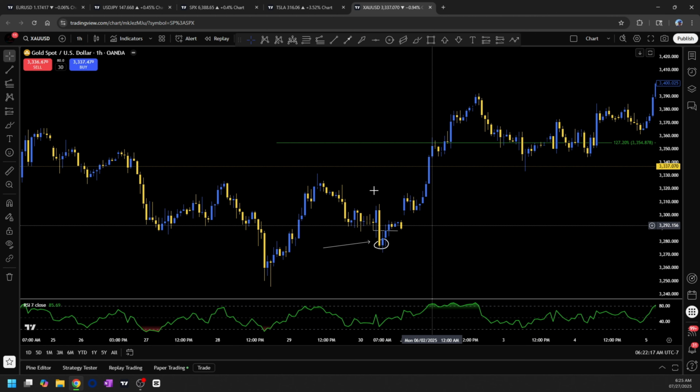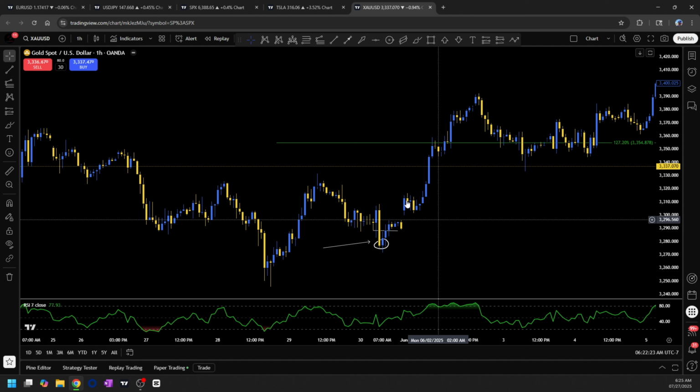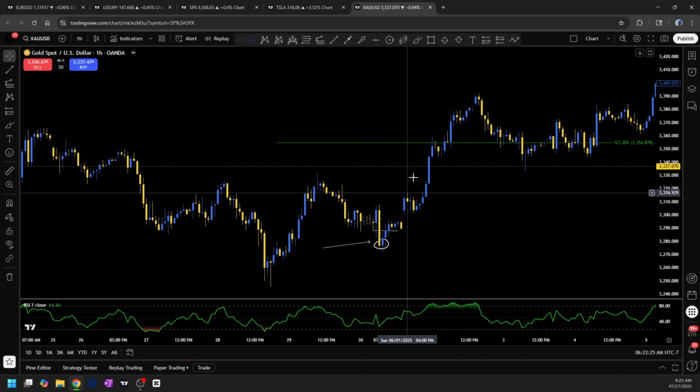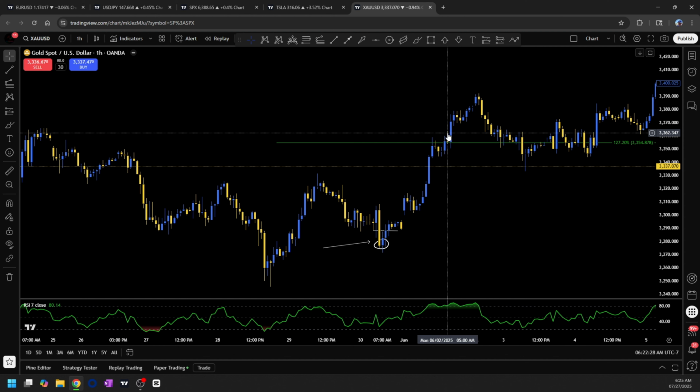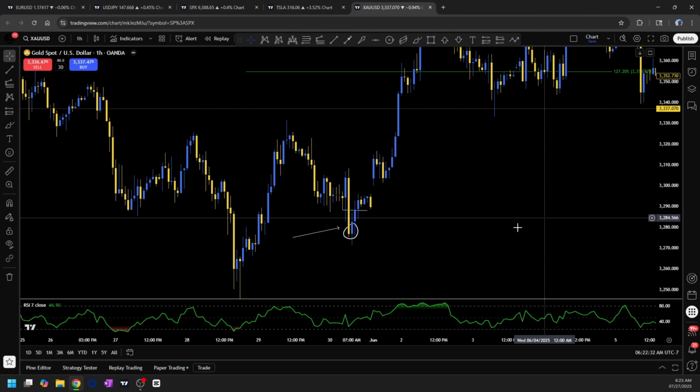So one more. A lot of people like to trade gold in the Forex space, of course. So in this case, we're going to trade this pullback and we're going to be looking for extensions. Okay, so here we go again.